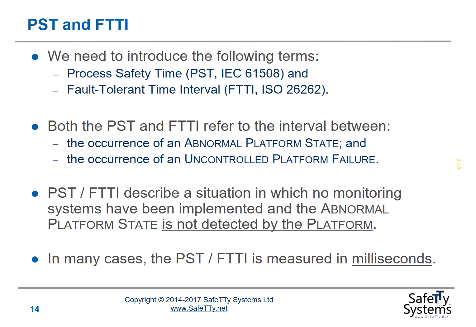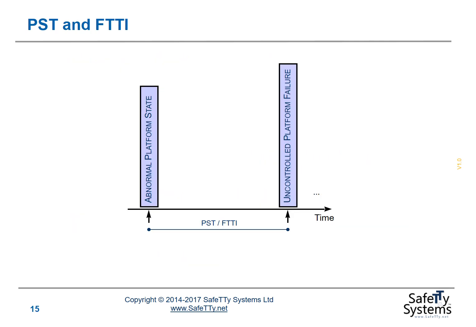In many cases, the PST or FTTI is measured in milliseconds. So if we take these two terms from IEC 61508 and ISO 26262, this is what they might look like. We have an abnormal platform state. After the process safety time, or FTTI, we end up with an uncontrolled platform failure. Clearly, we wish to avoid this.